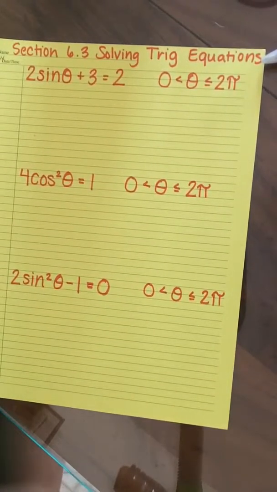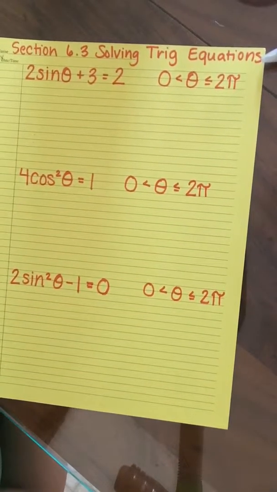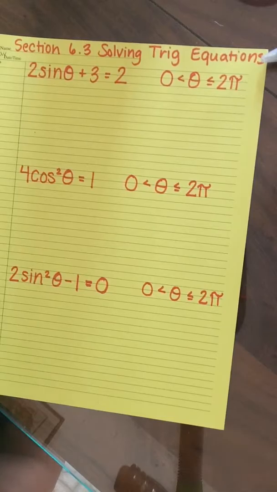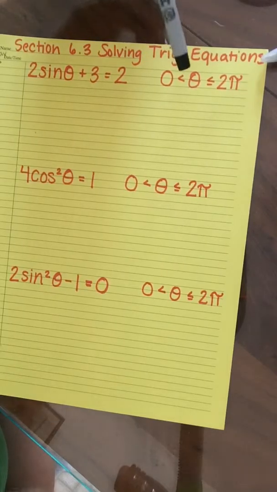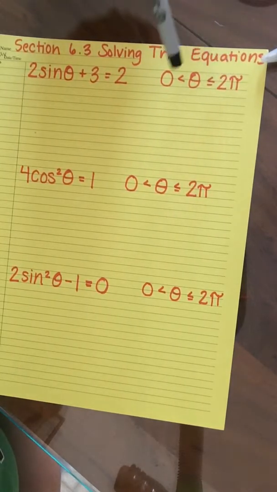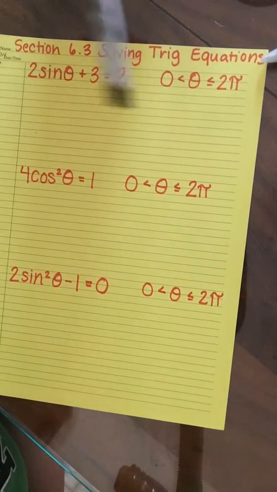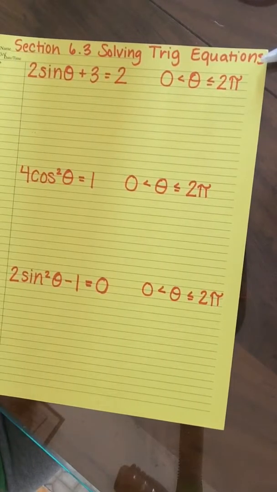So we're going to start section 6.3, and that talks about solving trigonometric equations. The first example we're going to look at is 2 sine of theta plus 3 equals 2. And we're going to focus on theta existing between 0 and 2 pi, so just one lap around the unit circle. And we need to solve for theta. So we know that theta is going to be one of our angle measures.